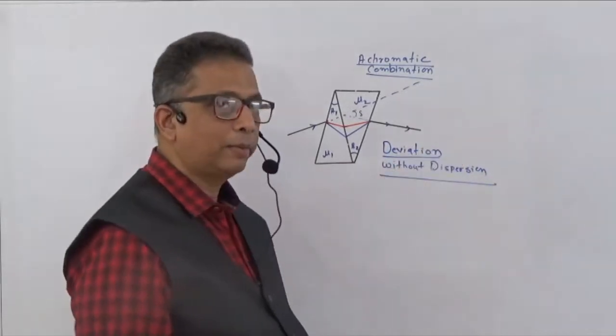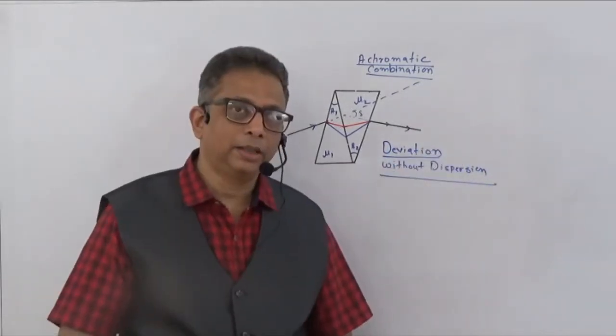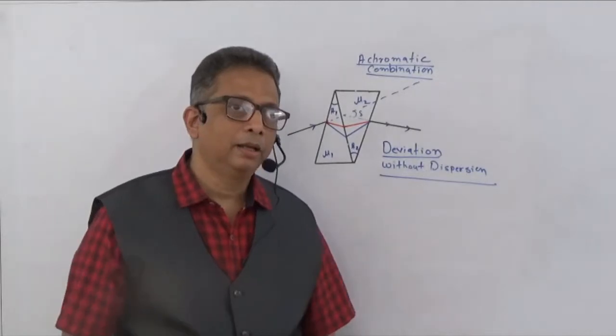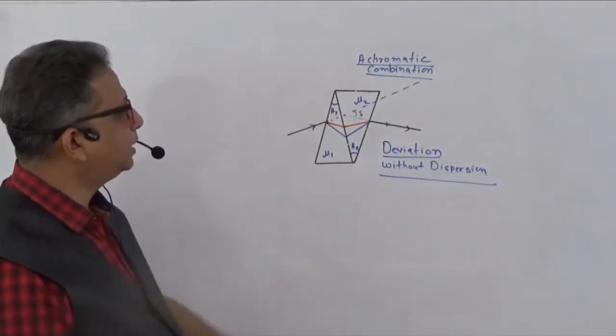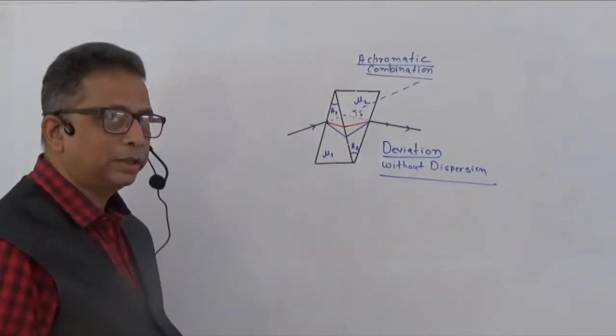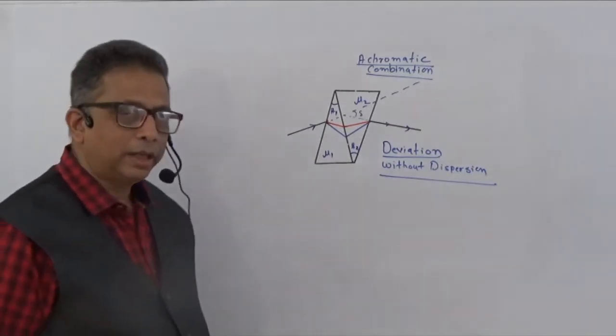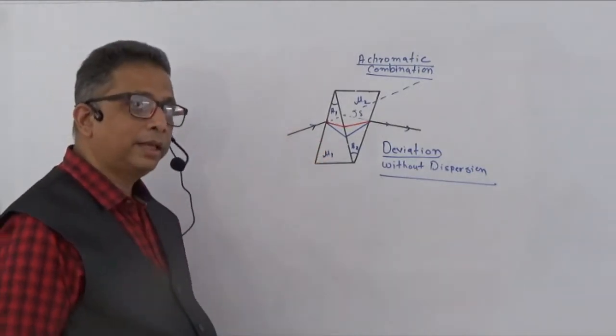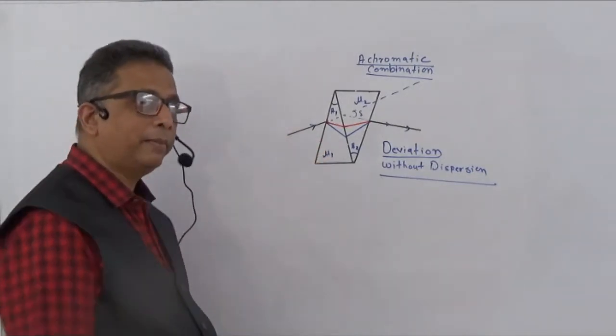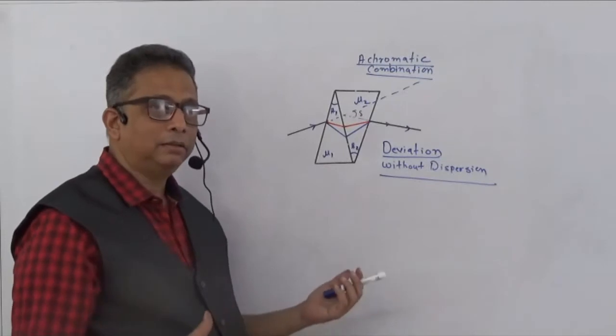So I am able to change or deviate the ray of light as per my convenience. Now this also has an equation. Why does this deviation without dispersion take place? There is an equation for that. However much angular dispersion this prism makes, the same angular dispersion the other prism has to make, only then will it get merged back into white.